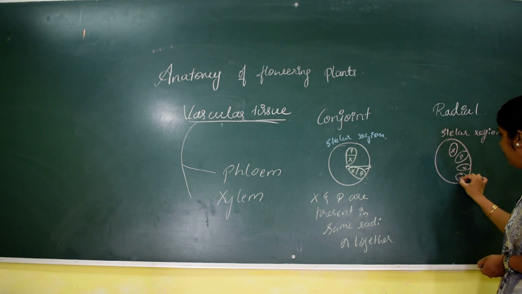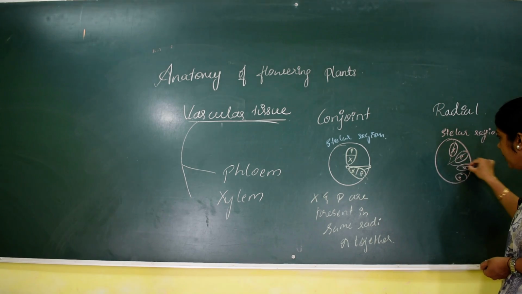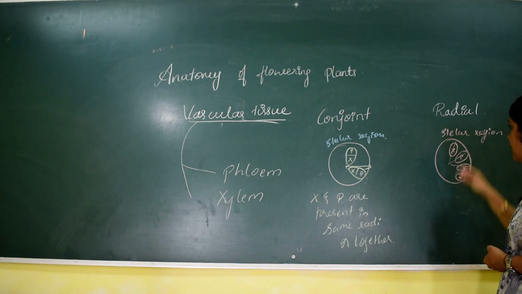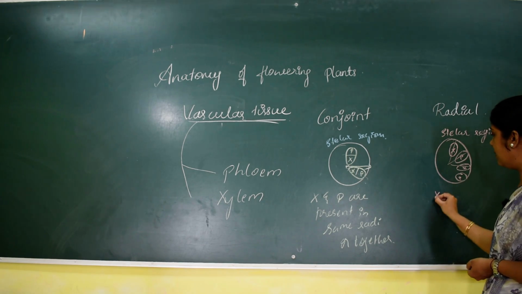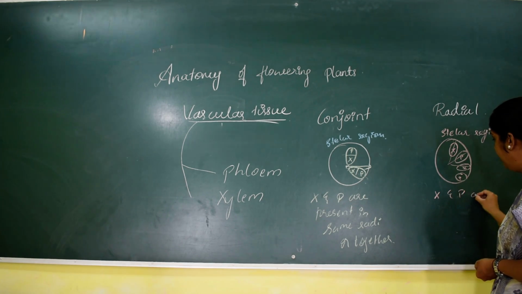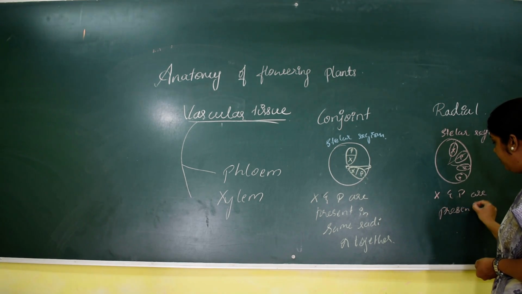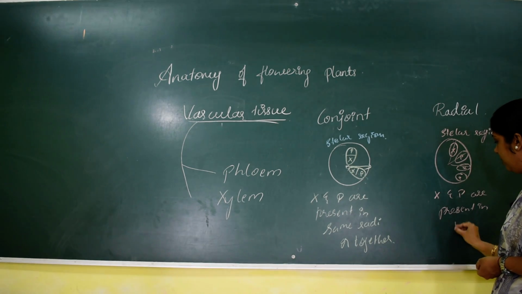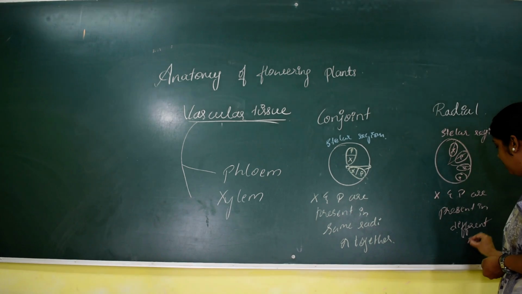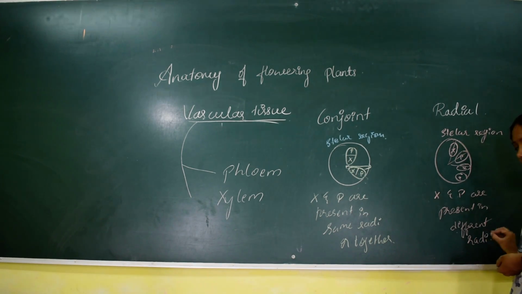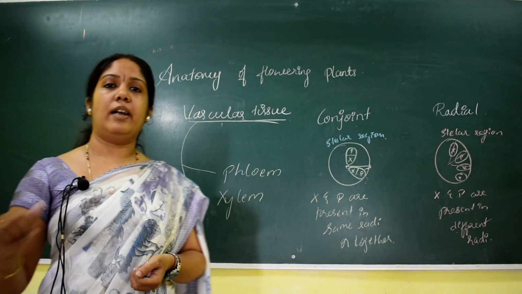Xylem, phloem, in this way arranged concentrically, that is, different radii. If this is the case, then that type is called radial. So what is radial? The xylem and phloem are present in different radii. If it is present in different radii, then it is called radial.